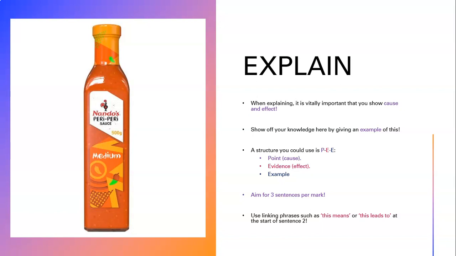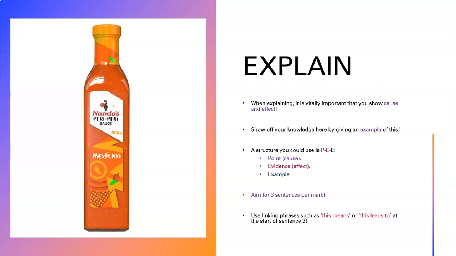So as previously alluded to in the previous slide, pupil B was beginning to explain. And this was because they were showing cause and effect. What they were doing was saying that they do this because of this, and then as a result of that, this leads to X, Y or Z happening.